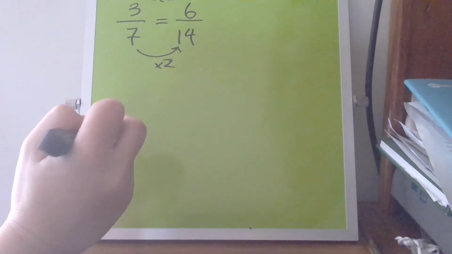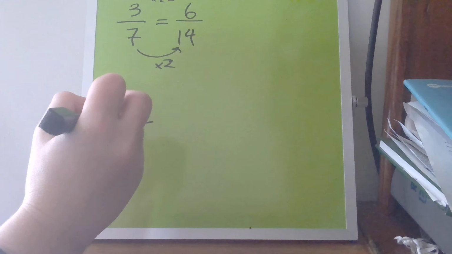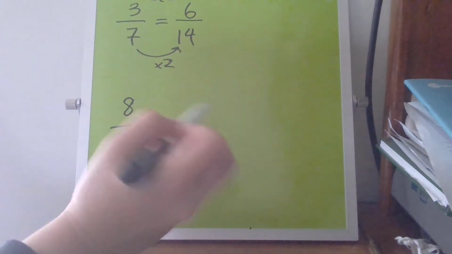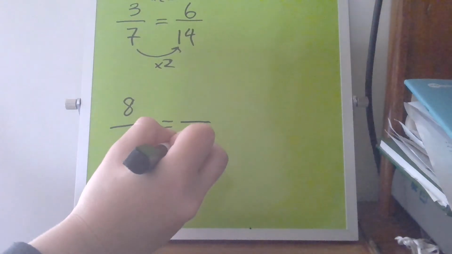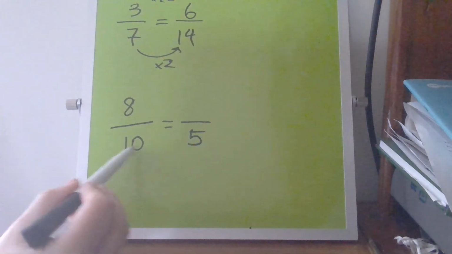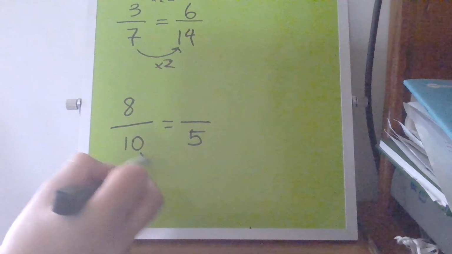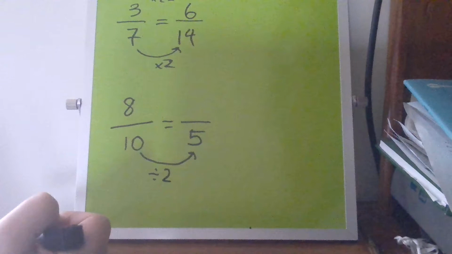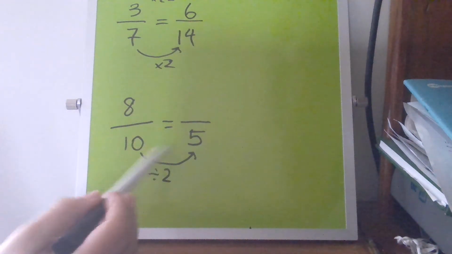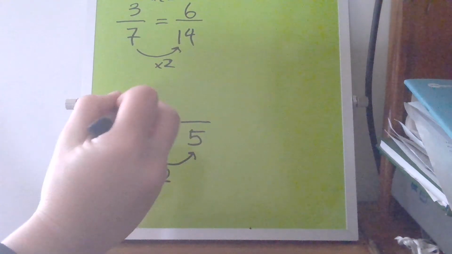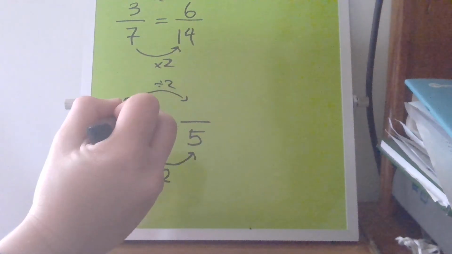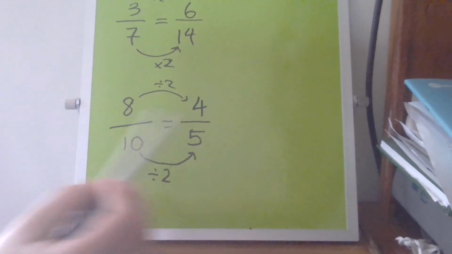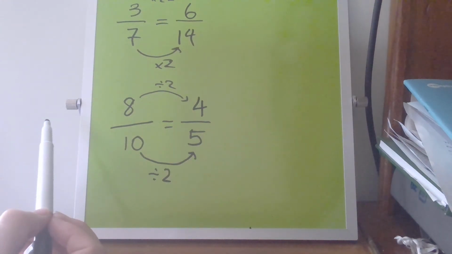Or if I want to take, let's say, 8/10, but I actually don't want tenths, I now want it in fifths. To go from here to here, we're not doubling this time, we're actually dividing it by 2. 5 2's go into 10. And to divide 8 by 2, to do the same thing over here, we end up with 8 divided by 2 is 4. 8/10 and 4/5 are equivalent.